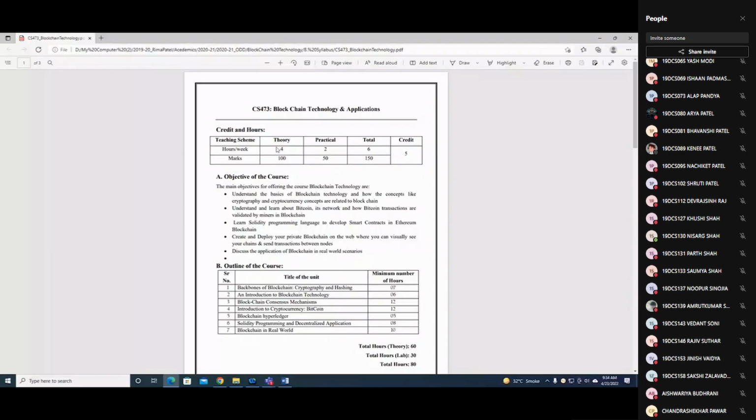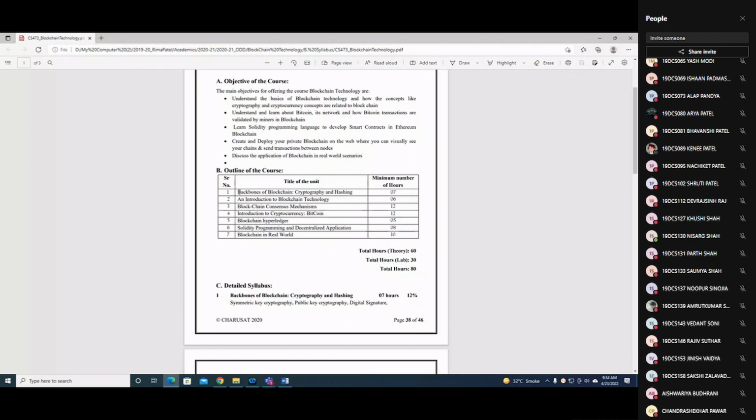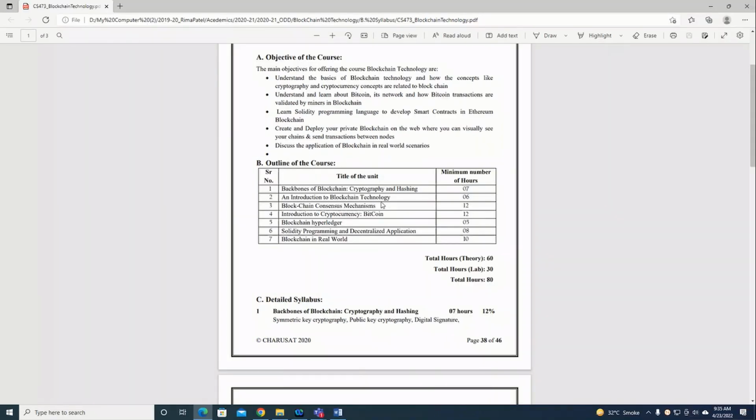It is a total 5 credit subject. We'll be having 4 lectures and 1 practical lab session, so total 6 hours per week. The syllabus is designed so that you'll have knowledge of the backbone of blockchain, that is security, which we have studied this semester. Then what is blockchain technology, what is the importance of it, what are the structures of a block, and then consensus mechanism, which is a very important topic.